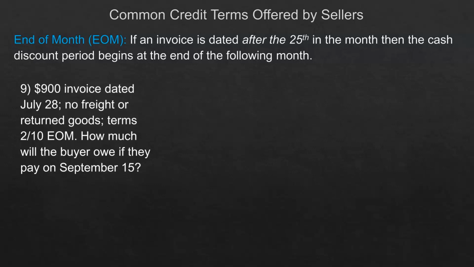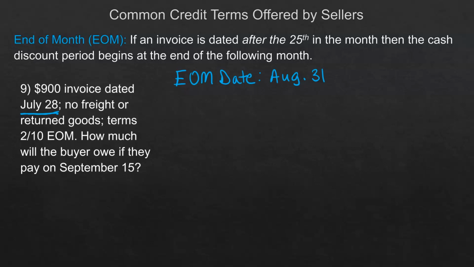Okay, so this one is dated July 28th, and that is after the 25th. So we're going to go to the end of the following month. So we're going to use an EOM date of not the end of July, but the end of August. So we're going to use August 31st, right? Not the end of July. We're going to jump to the end of the following month. So August 31st. And I just realized, hold on, let's see. I wasn't on my next slide there.